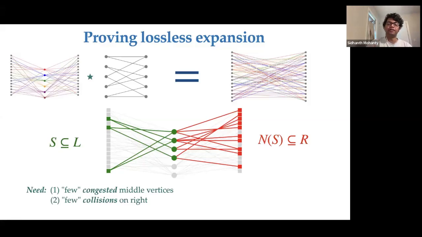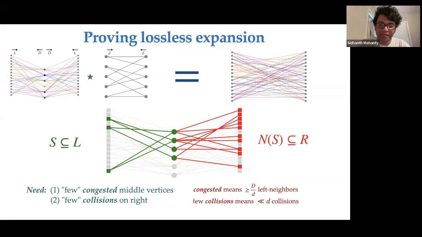Okay, so in order to prove that the graph is a lossless expander, intuitively it suffices to prove two things. The first thing you'd want to show is there's few congested middle vertices. And what does it mean for a middle vertex to be congested? Let's take a middle vertex. Let's call it congested if it has more than some threshold number of neighbors on the left. And the threshold is going to be roughly capital D over little d.